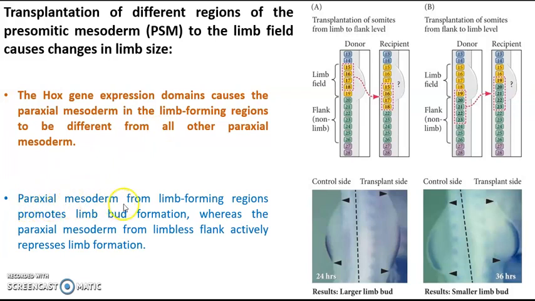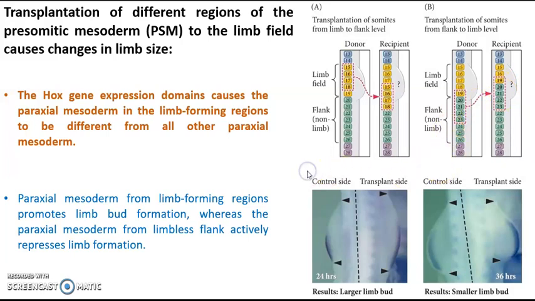And the paraxial mesoderm from the limb forming regions, or from the limb field, promotes limb bud formation, whereas the paraxial mesoderm from the limbless flank actively represses limb formation, which we clearly saw here. The non-limb somites repressed the size of the limb bud in transplantation B.